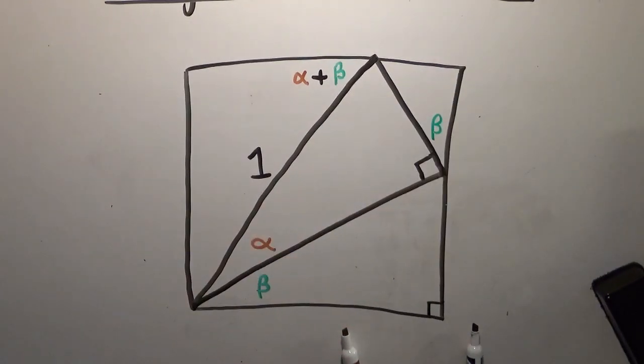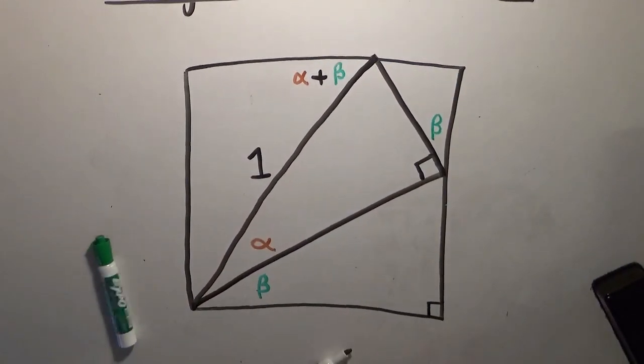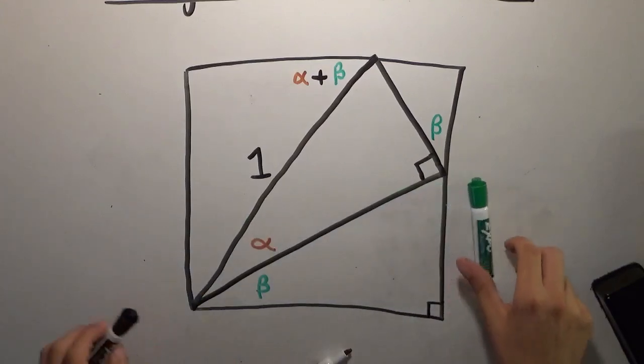So now we've labeled all the angles that we need to label to fill out the rest of this chart, and we will see our beautiful angle sum formulas.